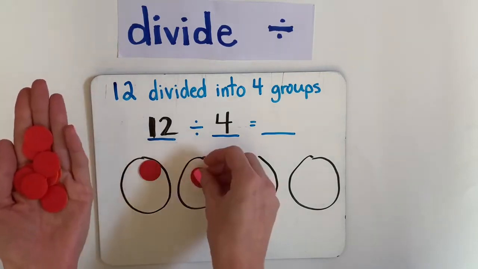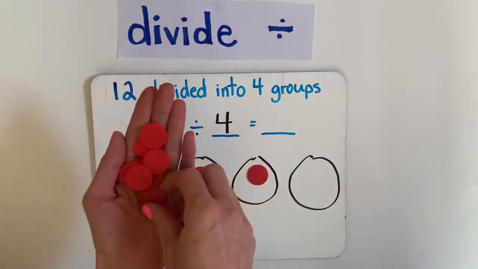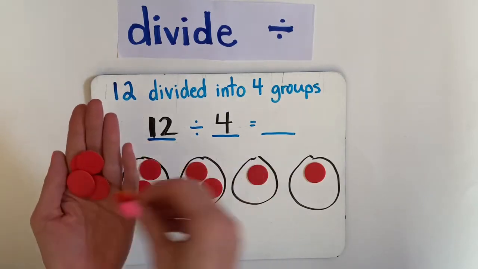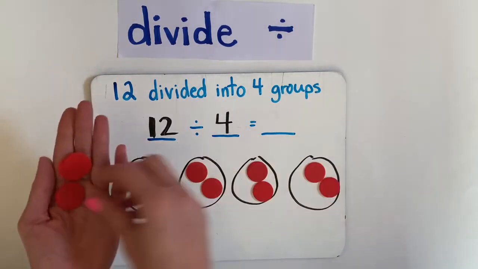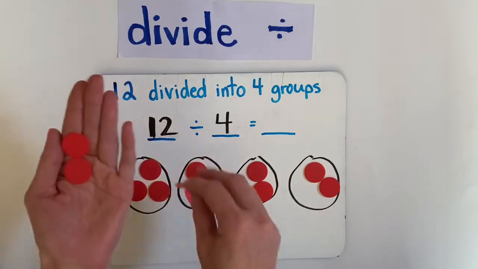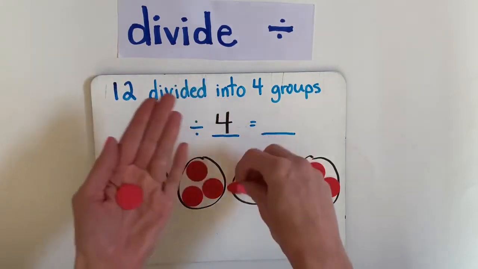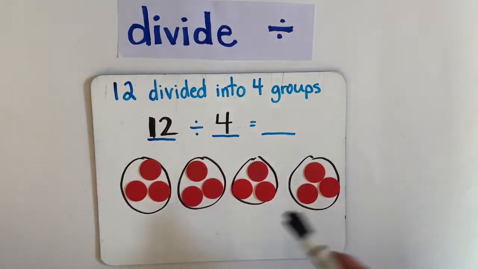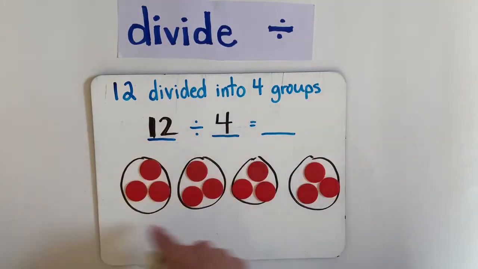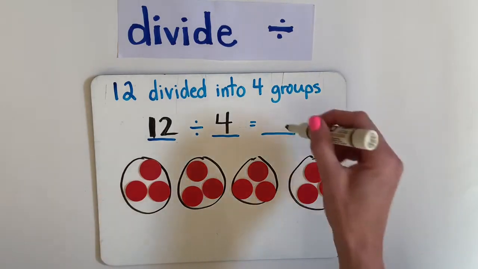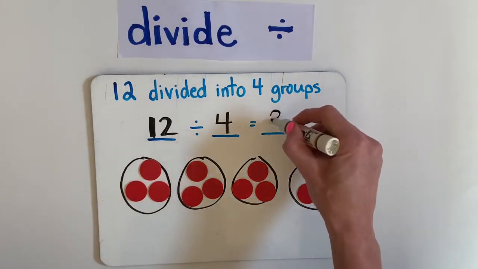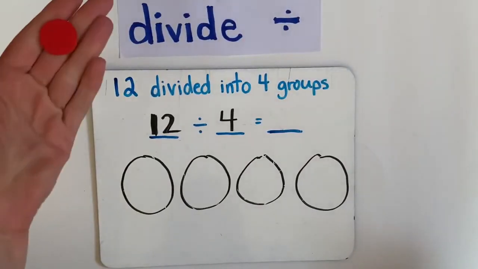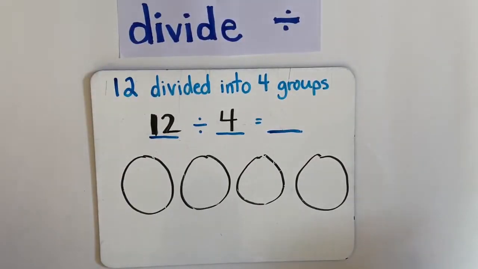1, 1, 1, 1, 2, 2, 2, 2, 3, 3, 3, 3. Oh, and it works perfectly. So 12 divided into 4 groups is 3. There is 3 in each group. Using counters or something to divide is a great way to start division.